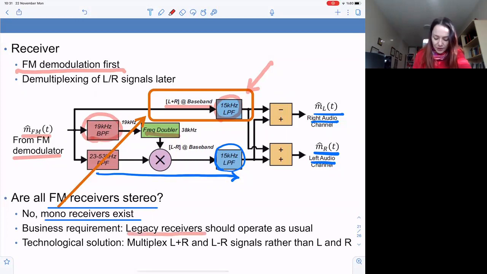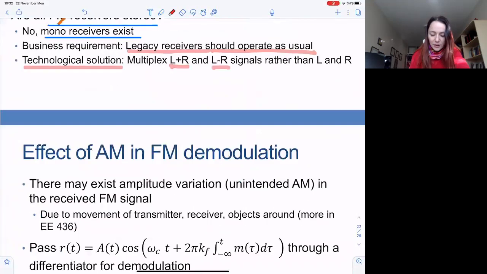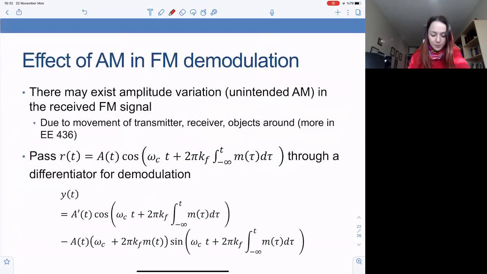Okay, so legacy receivers, legacy mono FM receivers should operate as usual. That is the business requirement in the standardization, to be downward compatible. So the technological solution found to satisfy this requirement was to multiplex the L plus R and L minus R signals separately. So this is a creative solution example from telecommunications history.